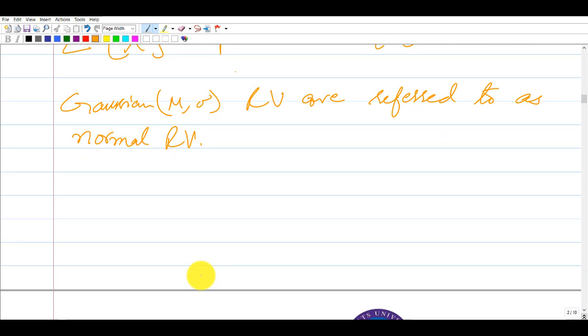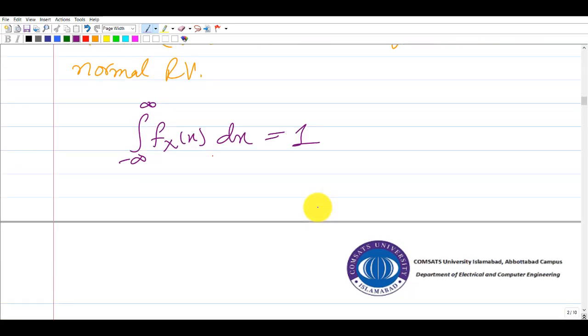Okay, so if we integrate this PDF from minus infinity to infinity, it will give me one. But the integral for this Gaussian random variable is quite cumbersome, so to find the probability in a specific interval, we use the table that I will show you later in this lecture. These tables are also given in the book, on page numbers 143 and 144. We will use those tables to find the integral values of this Gaussian random variable. They are quite easy to use.